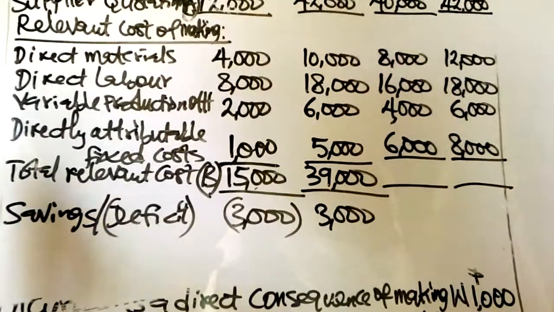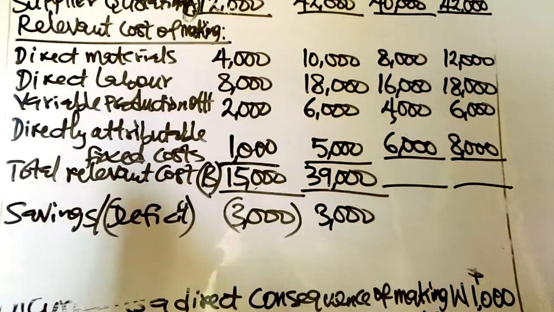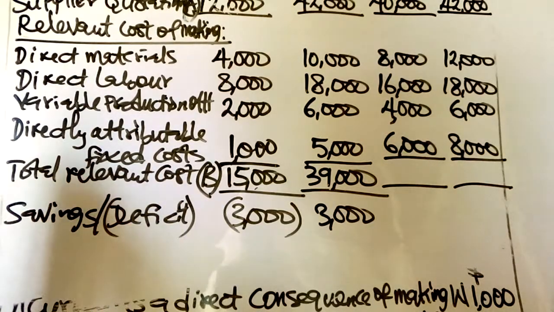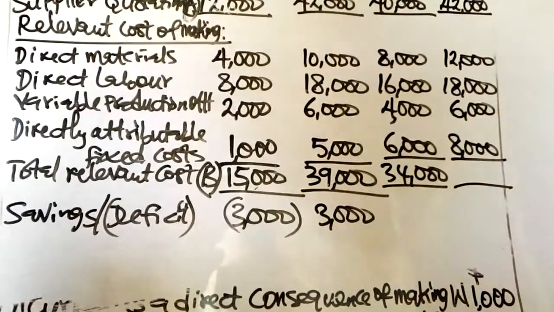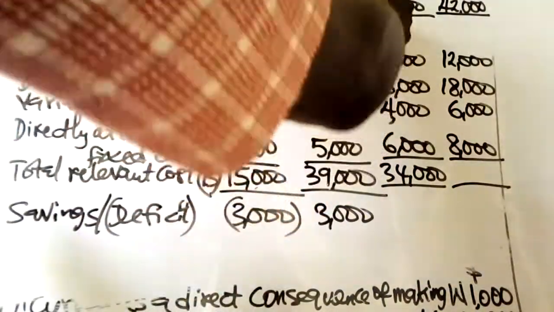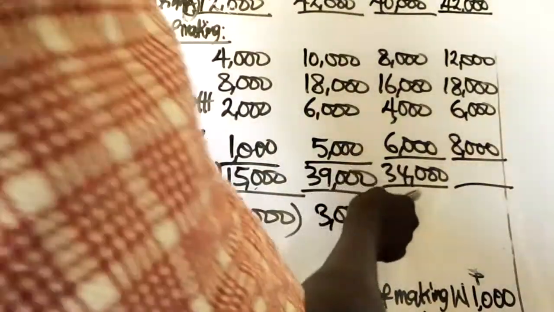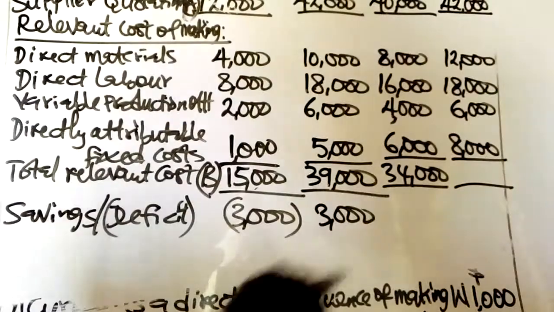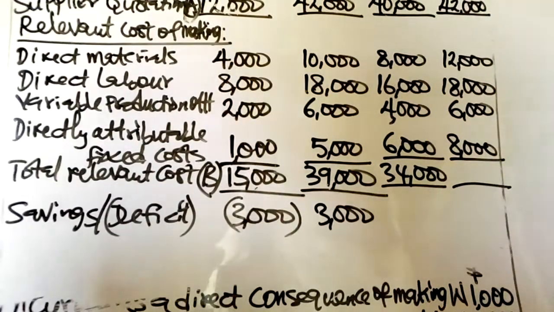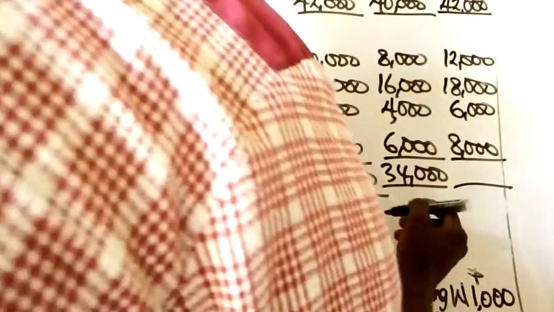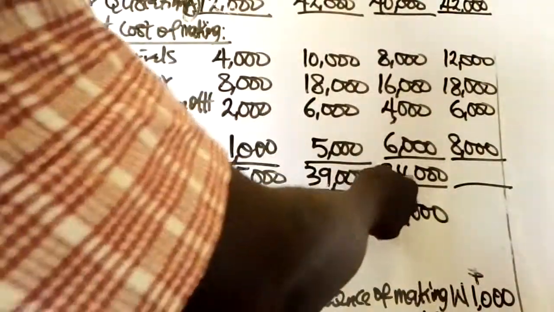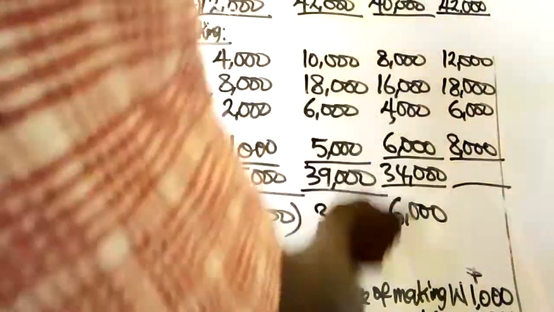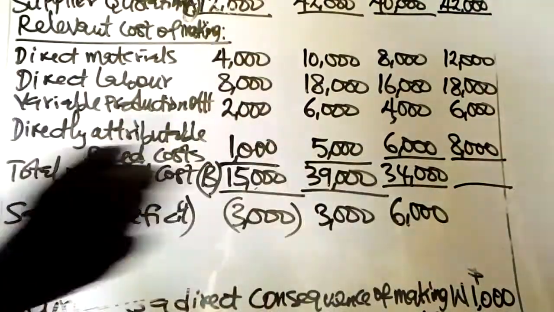Now 8,000 plus 16,000 plus 4,000 plus 6,000. The relevant cost of making this is 34,000, and suppliers are willing to offer the same product for 40,000. If you make this product, it will cost you 34,000. That means there will be a savings of 6,000. Since the supplier quotation exceeds the relevant cost of making, they should make product Y.